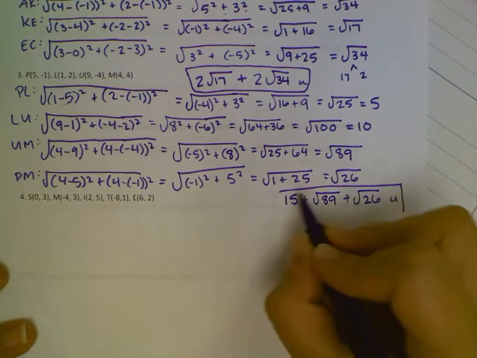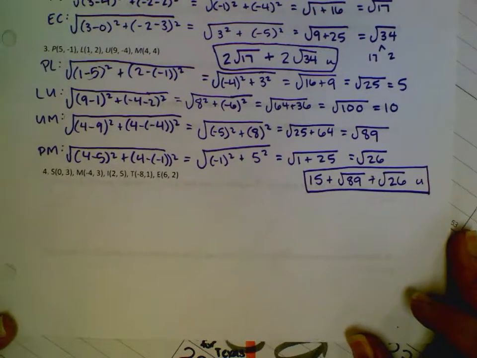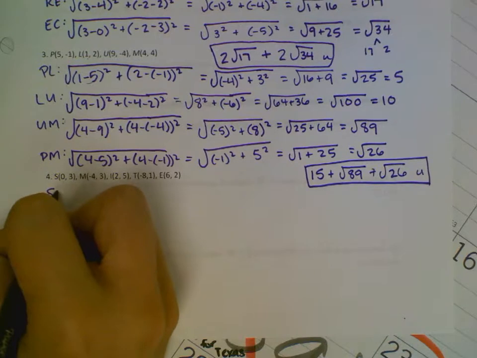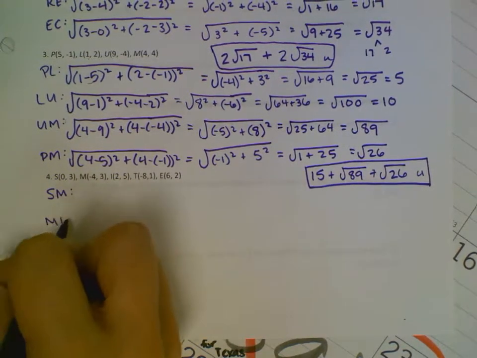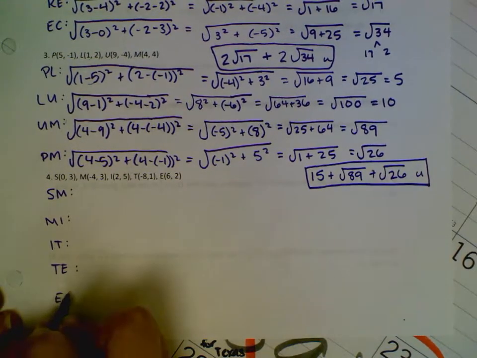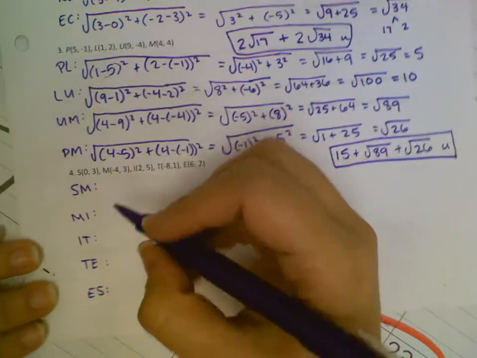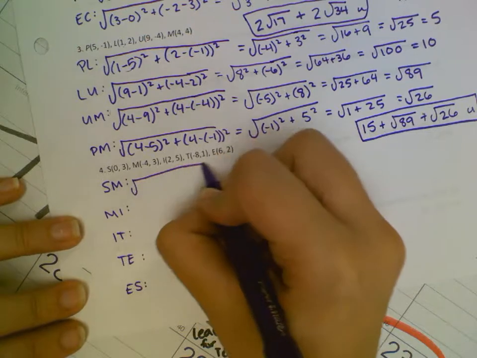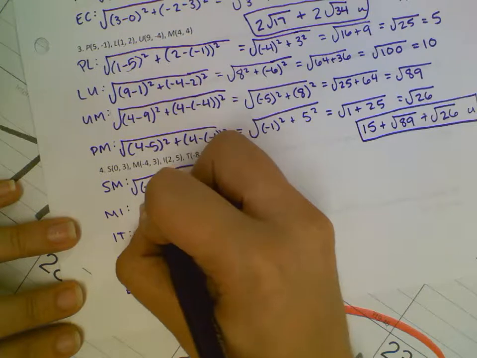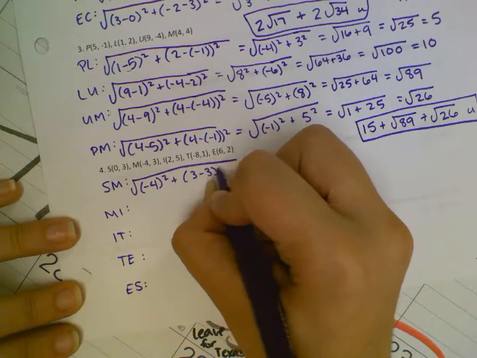Units being, for perimeter, the distance. Then for number 4, we're going to need to find the length of SM, MI, IT, TE, and ES. In order to do that, you will again use the distance formula where you do x2 minus x1. So negative 4 minus 0 is negative 4 squared plus 3 minus 3 squared.